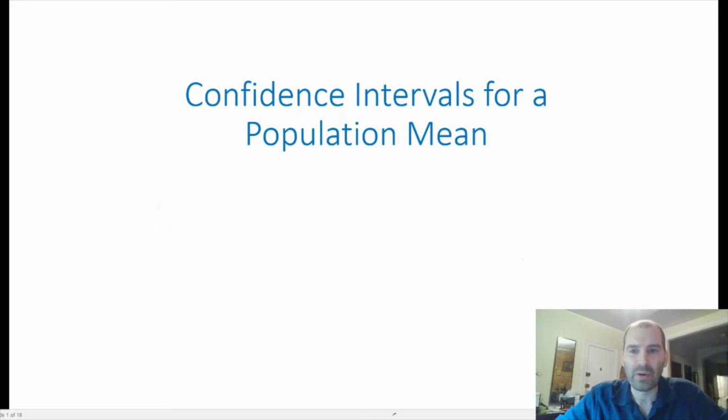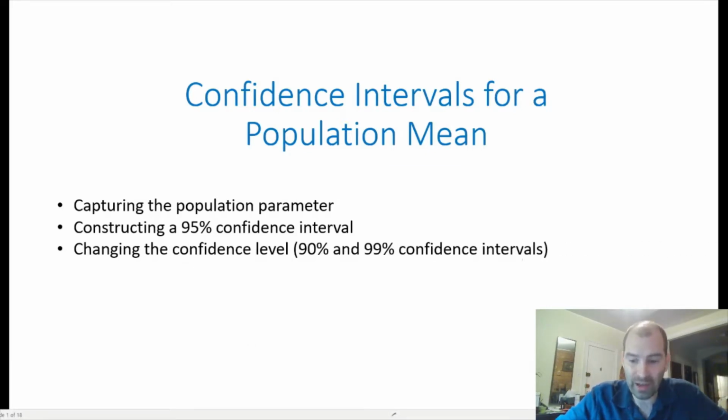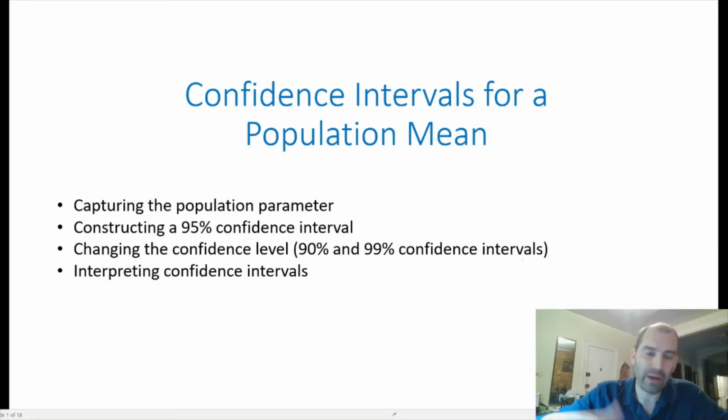Okay. So here's our agenda. We're going to talk about how to capture the population parameter. How do you make your first estimate at what the population mean might be? Secondly, we're going to talk about how to construct that confidence interval. And that's going to basically be it for this video. In the next video, we're going to talk about how to change the confidence level, look at 90 and 99% confidence intervals. And then we're going to talk about how we can interpret these intervals.